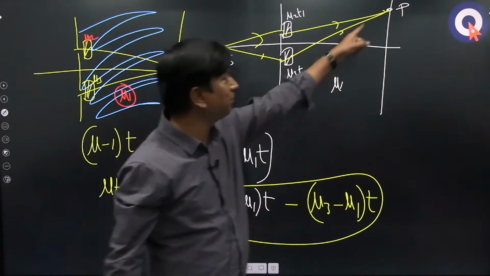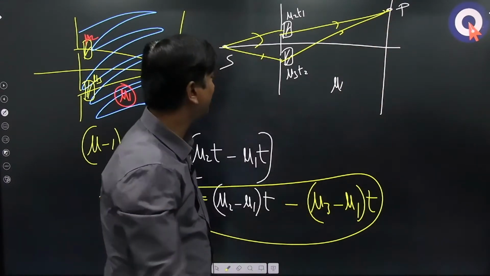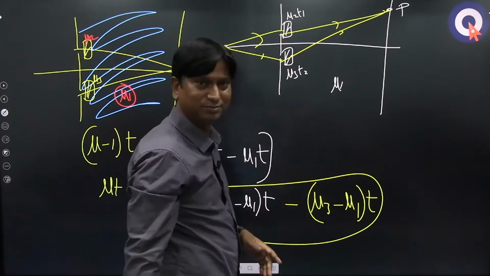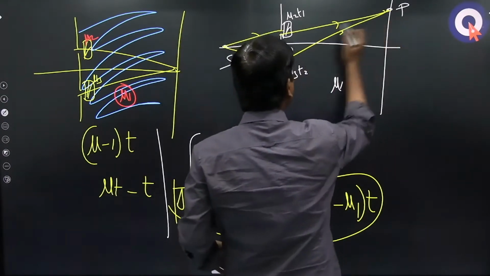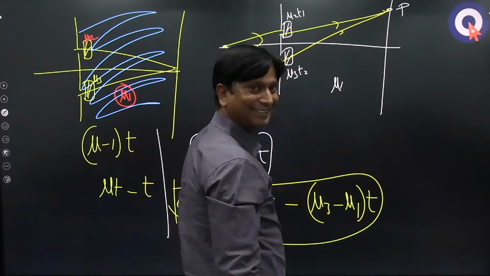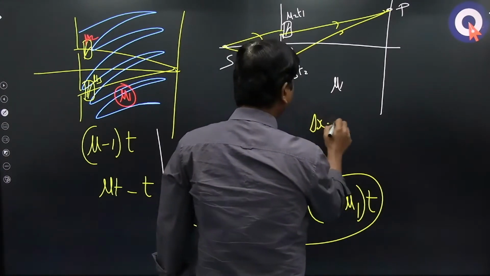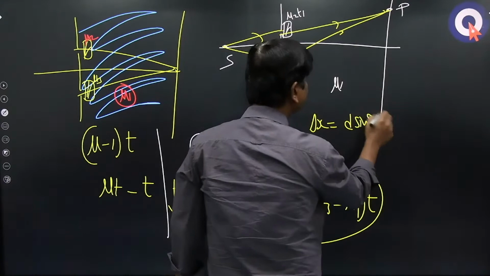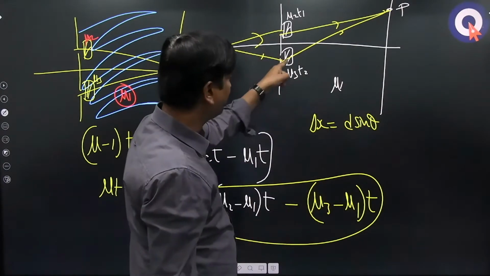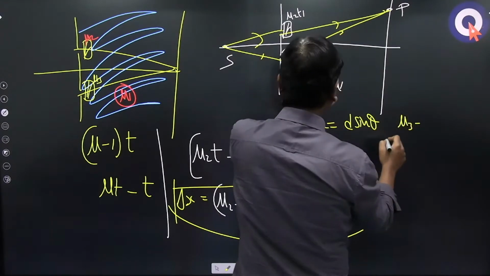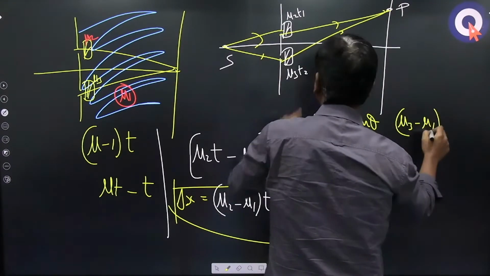So let us write the net path difference at point P. First, if this down one is longer, I'll take positive. First of all, this is geometrically longer than this by d sin theta, delta x, d sin theta. Then this is optically also. Optically means I'll write (mu 3 minus mu 1) into T2.